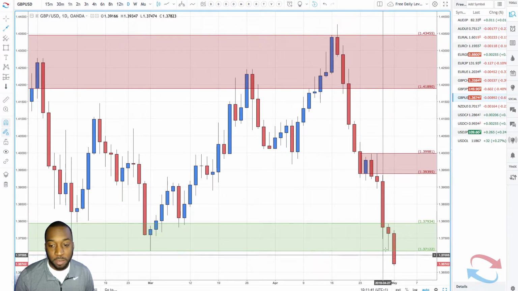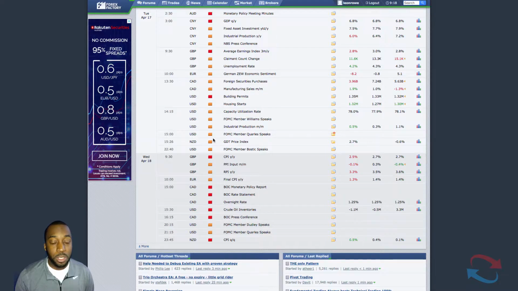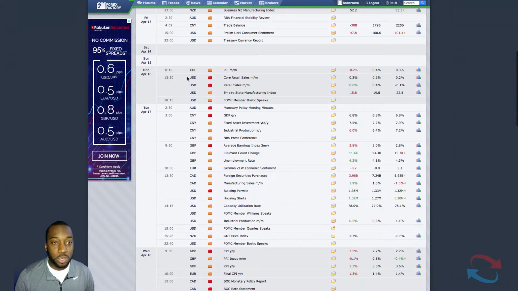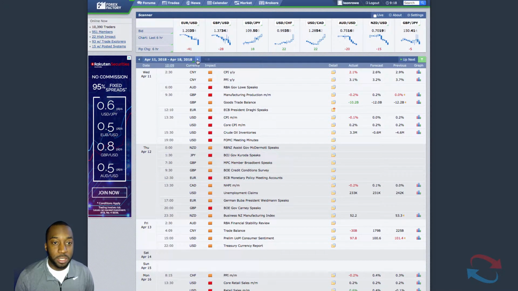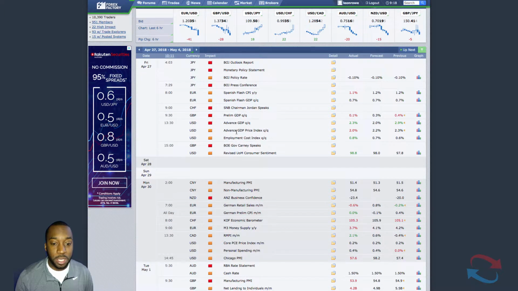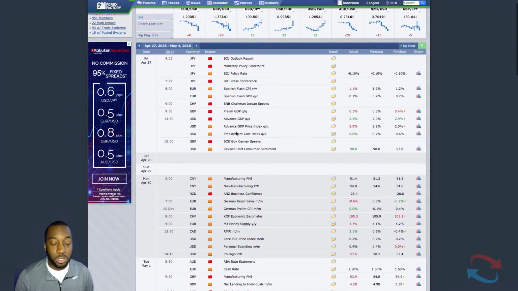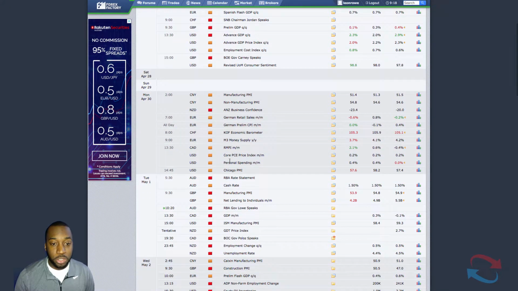Again, we had this kind of pin bar here yesterday. Was that a reversal candlestick, or was that a profit-taking candlestick? Where are we now? That was Monday, Tuesday. So you had nothing major for the dollar, and really nothing for the pound.